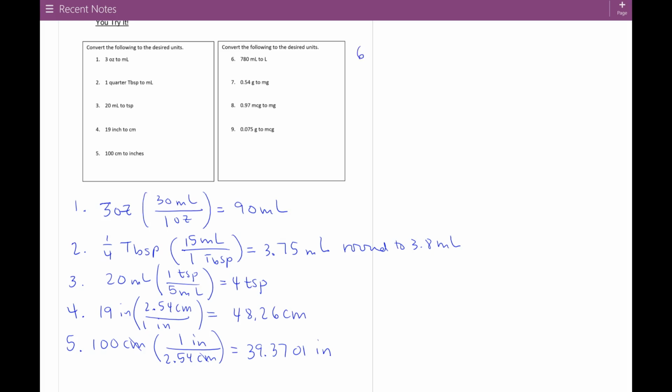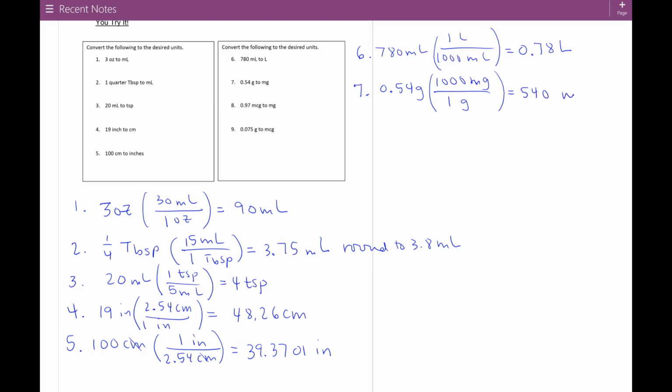Okay, and then number 6 is converting from metric to metric. So I have 780 milliliters, and I have 1 liter for each 1,000 milliliters. So I'm going to get a lot smaller number. I get 0.78, and don't forget the leading 0. Then 0.54 grams times 1,000 milligrams in each gram gives me 540 milligrams, no decimal place and no trailing 0.